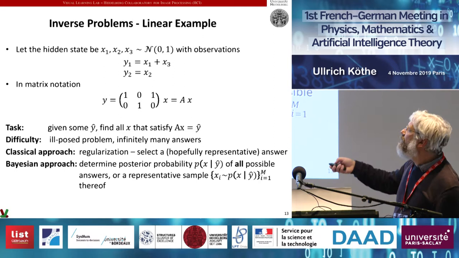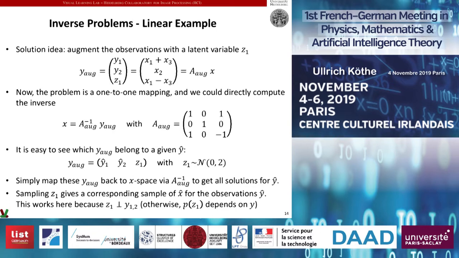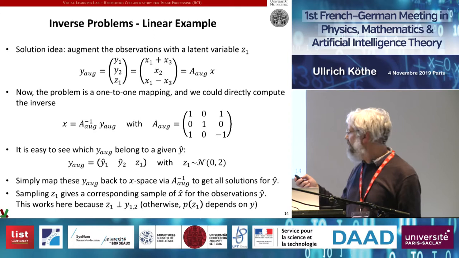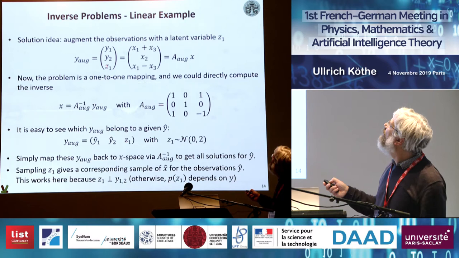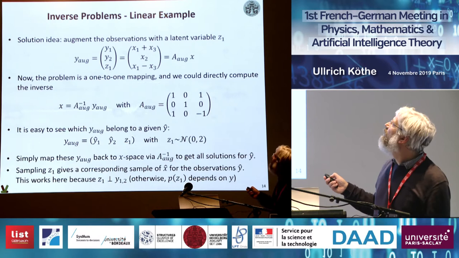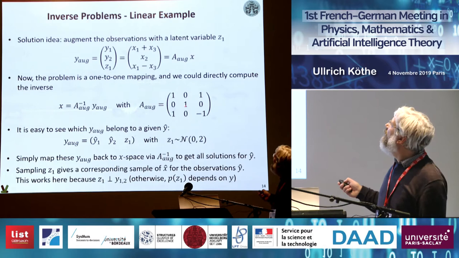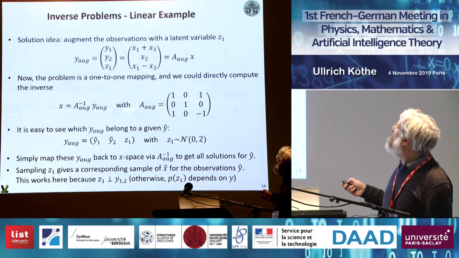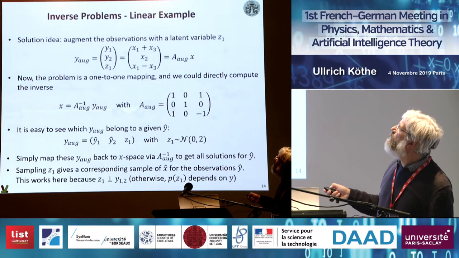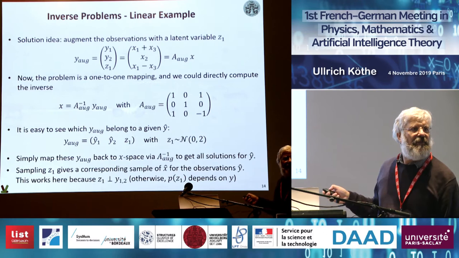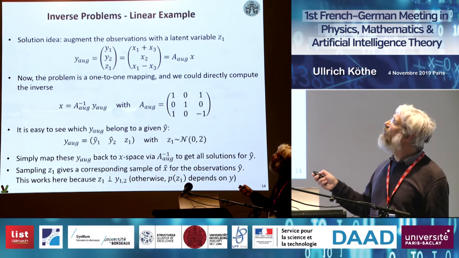So, and this is what I already said. Since the inverse problem is ambiguous, we apply a trick. We introduce a new variable, z1, which in this case is defined as the difference between x1 and x3. And we call this the augmented observation vector. And then the augmented matrix for the forward mapping is now invertible, and we can just apply its inverse to the augmented observation vector in order to recover x. Yeah. Now, of course, we do not know z because we only observe y1 and y2.